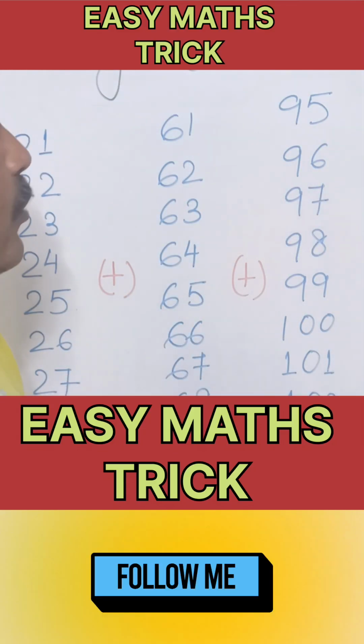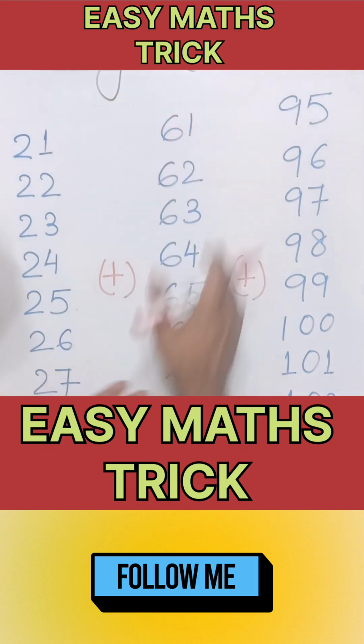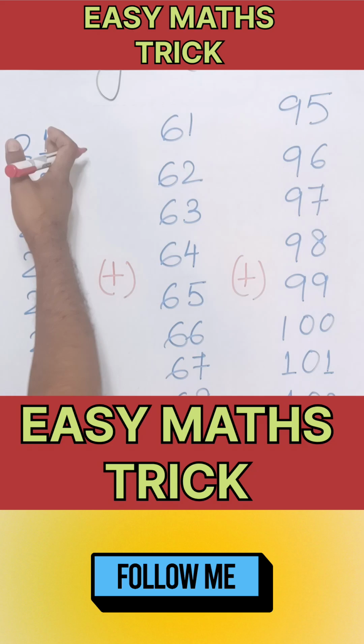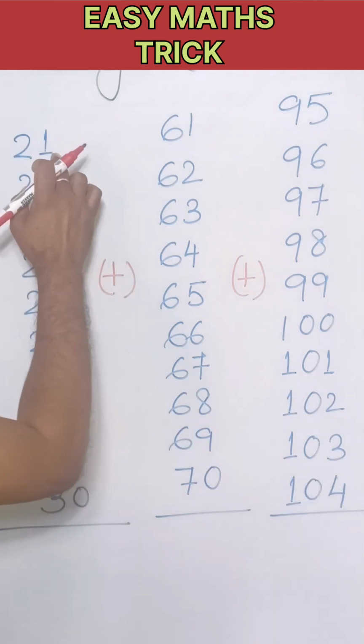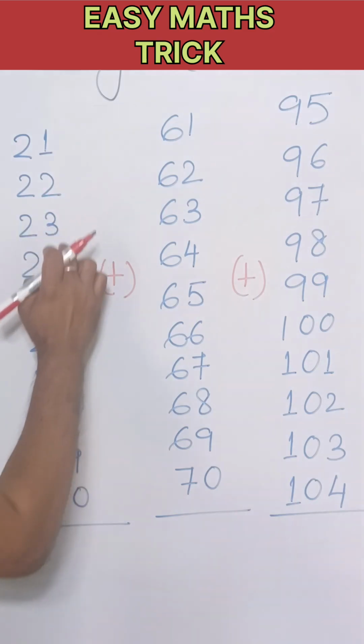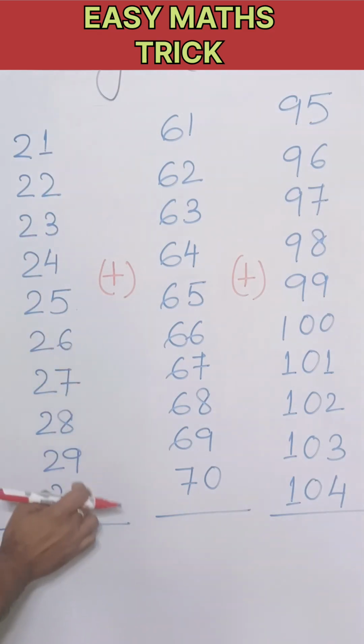So today in this video we are going to learn an easy maths trick. As you can see on the board, these are all natural numbers, starting from 21 to 30. There are 10 natural numbers: 1, 2, 3, 4, 5, 6, 7, 8, 9, 10.